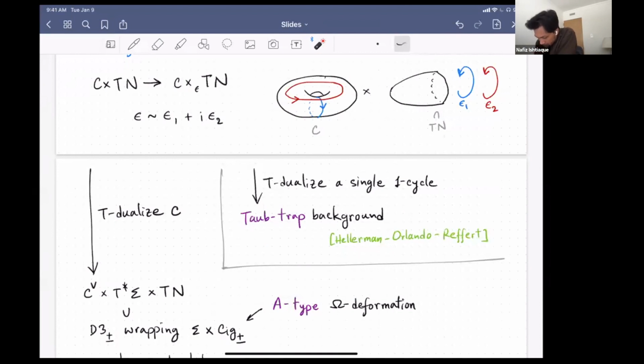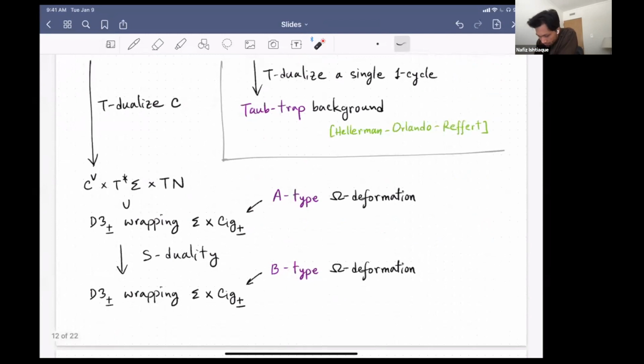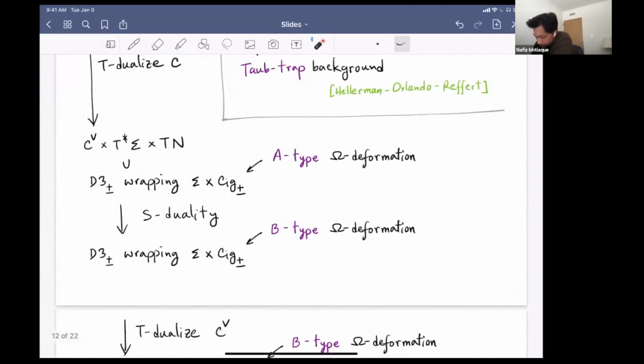Okay, so for our purposes, we T-dualize the entire Riemann surface C, and we end up with a dual Riemann surface and Taub-NUT. And our D5 branes have now become D3 branes, wrapping just sigma and the cigar. So this is kind of an A-type omega deformation, meaning that from the vantage point of the cigars, this will look like a deformation of the A-twist of a (2,2) theory. But we want to use a B-type omega deformation, that is something that looks like a deformation of the B-twist of a (2,2) theory. So we can apply S-duality, which changes the A-type omega deformation to the B-type omega deformation.